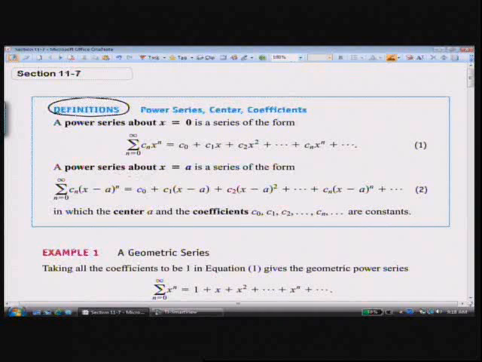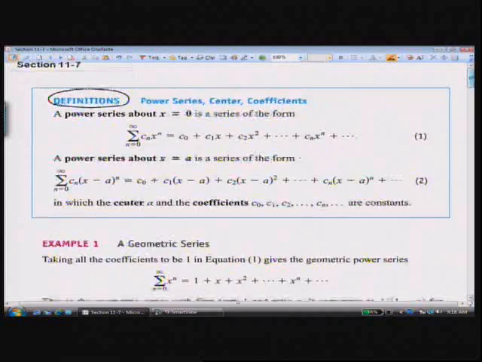Now, if you want to have a power series about x equals a, it's going to have this form where you just do x minus a instead of x, so you could almost think of the first one as where a was 0. So it's kind of what it's centered about. And this is its form. So that's just a definition. Just live with the definition for a minute.